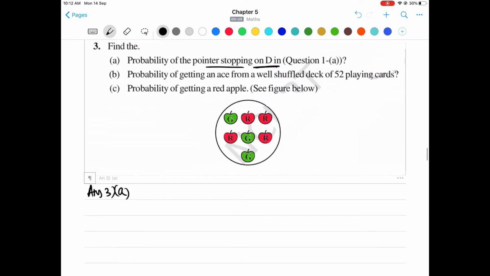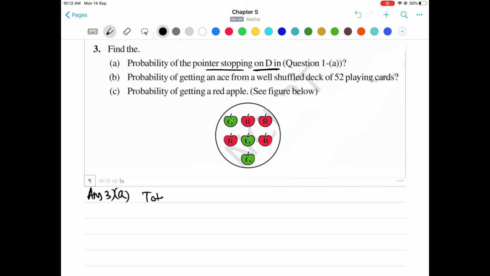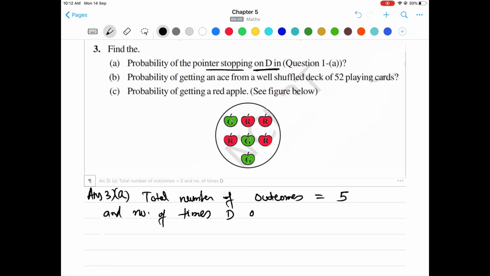So we'll write total number of outcomes here are 5. So we count both the A's. Okay, A, B, C and D, and the number of times D occurs is 1.